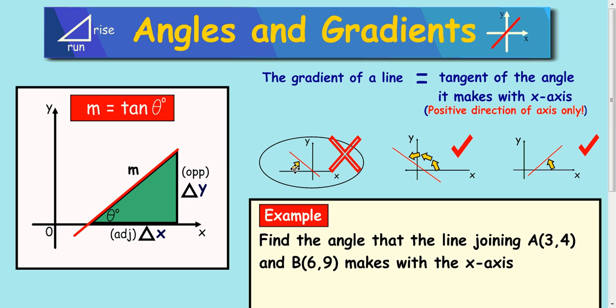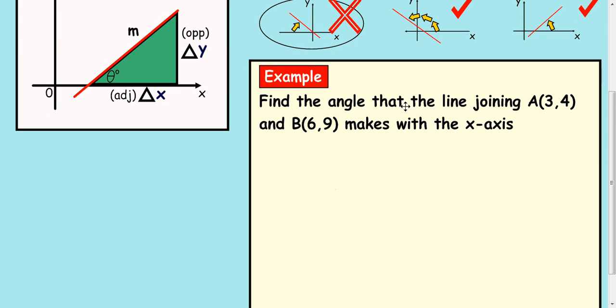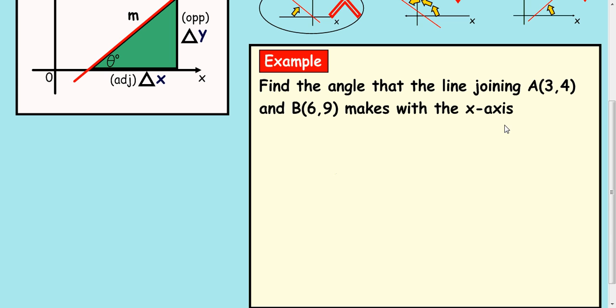So let's look at an example. Find the angle the line joining A (3, 4) and B (6, 9) makes with the x-axis. So first thing we have to do here is work out what the gradient is. We do that by subtracting the y's and dividing that by subtracting the x's as well. So 9 take away 4 over 6 take away 3.